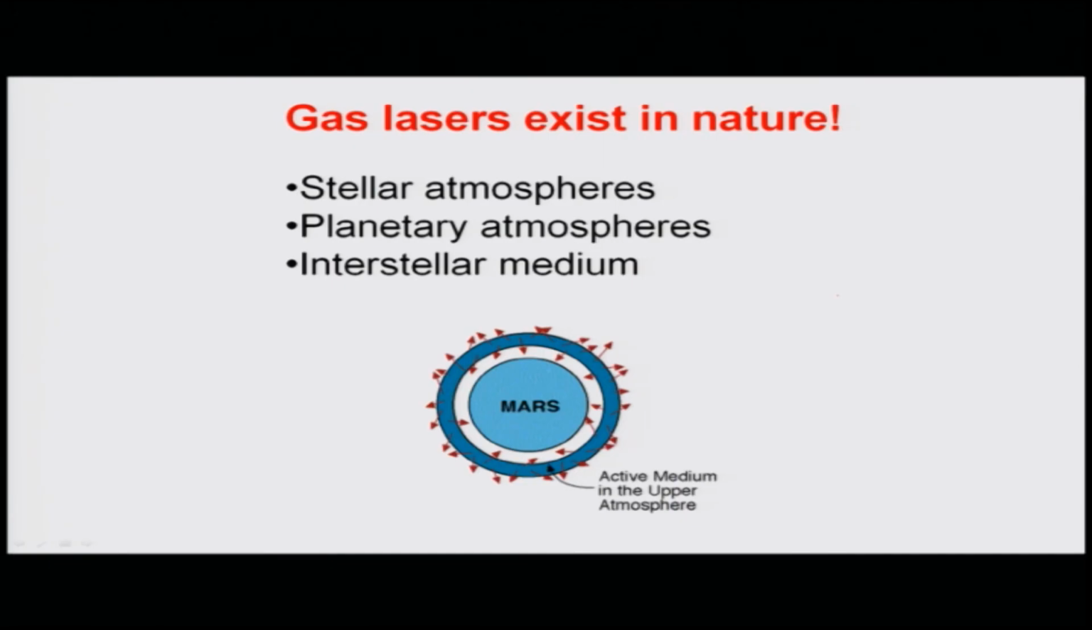In fact, lasers exist in nature also. So, here is an example of a gas laser in nature. In the stellar atmospheres, planetary atmospheres and interstellar masers, there are active regions where gas lasers can exist, which are known to exist in nature.